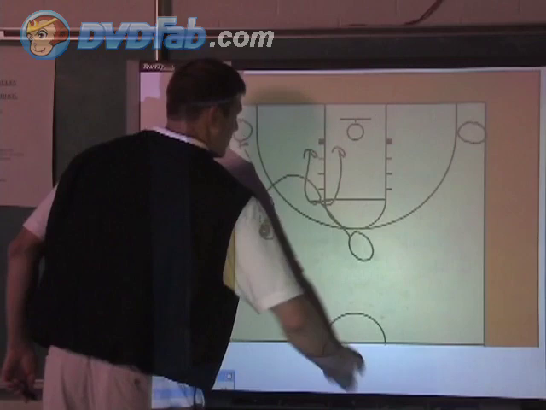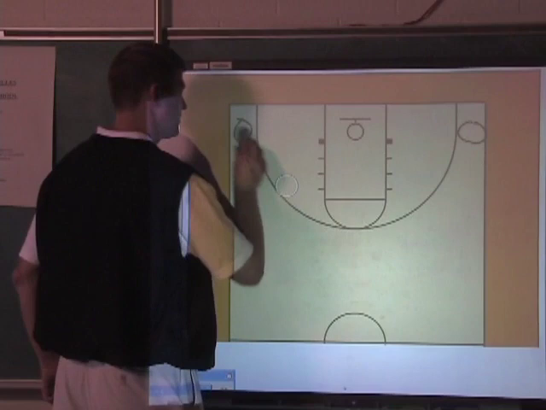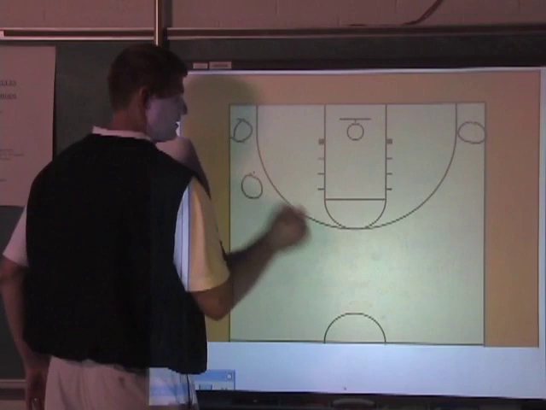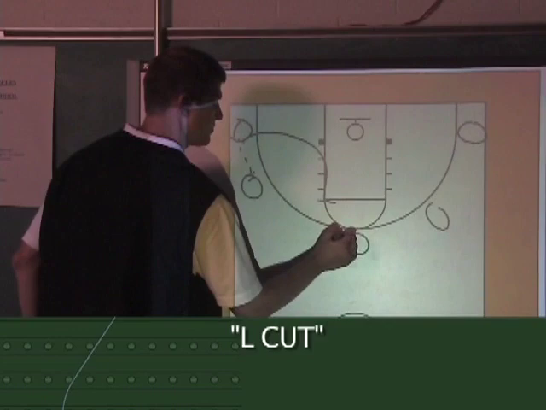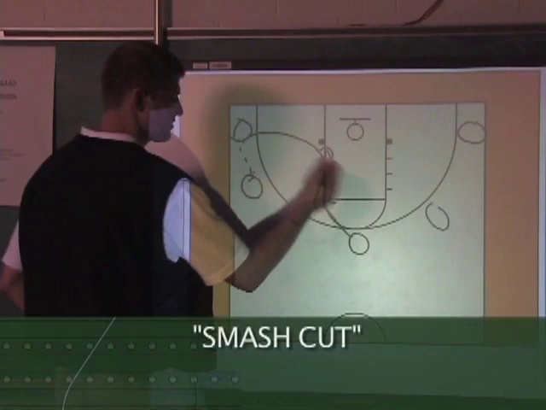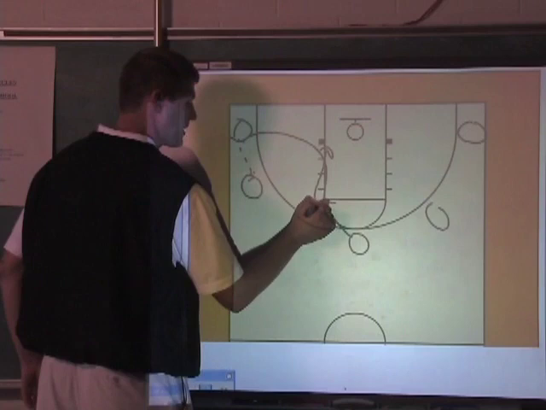With that pass and with that screen, another scenario is this player will then make his pass. Now, as you know, he doesn't really have anywhere to go. He will then run an immediate L cut, which we'll talk about, and screen for this player, whoever this is, and set a UCLA screen or a California or a smash cut, in which he'll set a screen here in order to receive a pass. And then this man will then roll back to the basketball.